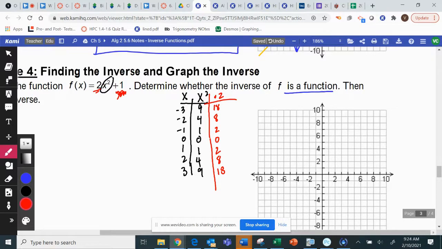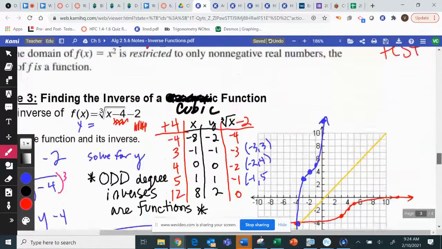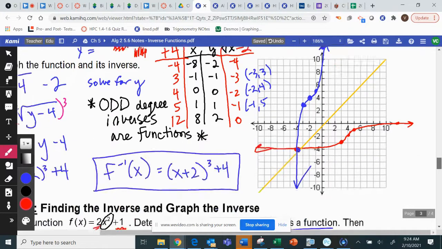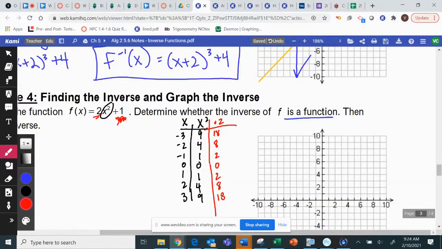Otherwise it's vertical, right? Anything horizontal is whatever is happening to the parent function. So like on this one, the parent function was cubic. So anything underneath that cube root is horizontal. Here it's quadratic. So anything being raised to the second power will be horizontal and nothing's being raised to the second power except for the x.